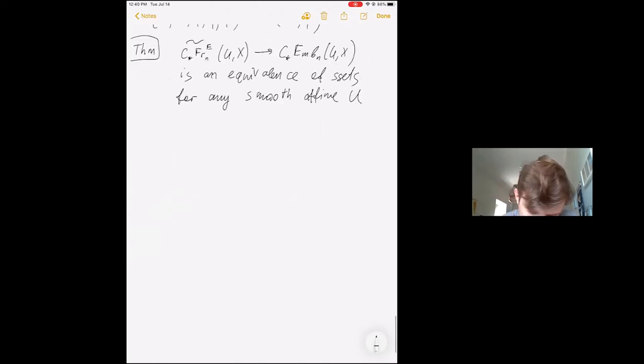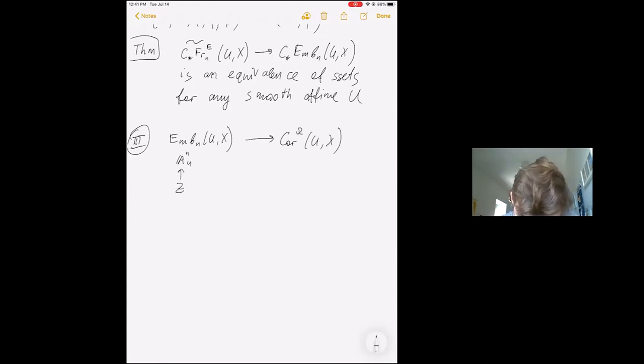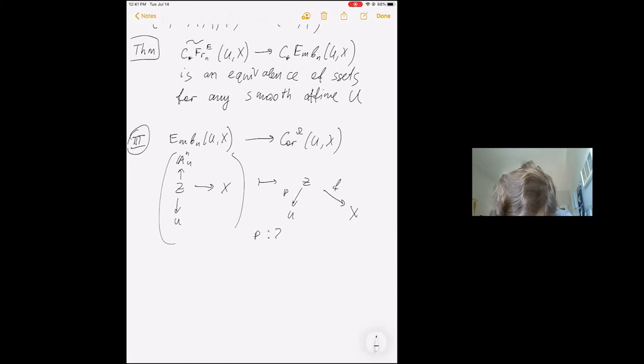And then the last step for MGL, we can also forget about the embeddings of Z inside the affine space, right? So there is a natural map from embedding N UX into the set of core omega UX, where we take this embedding data and just forget the embedding. So we just keep Z, U, and X. So we need this map P here to be a finite, flat LCI map from Z to U. So that's what I started with, a set of omega correspondences.